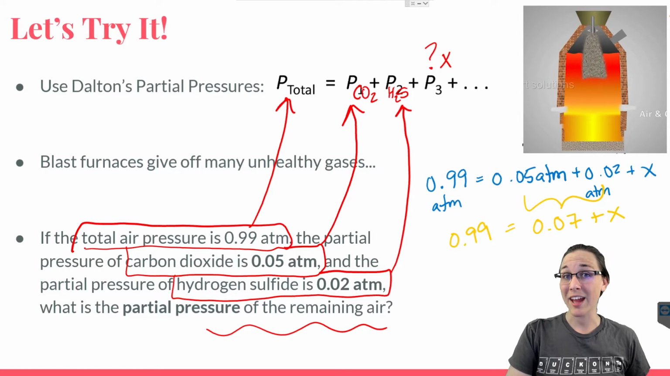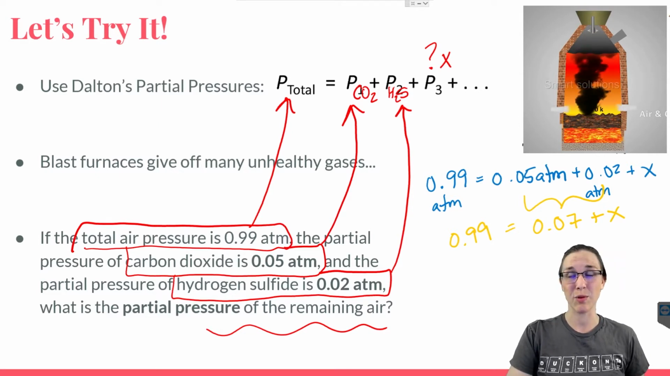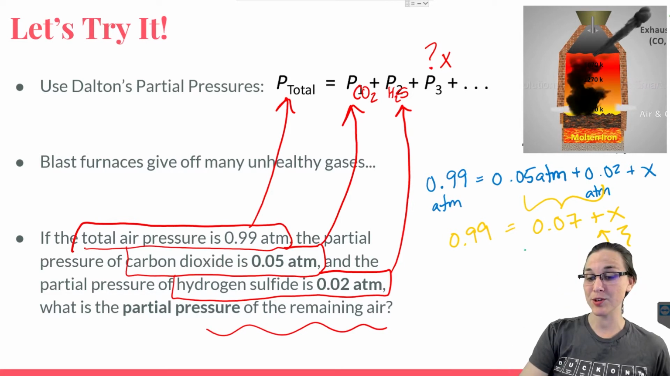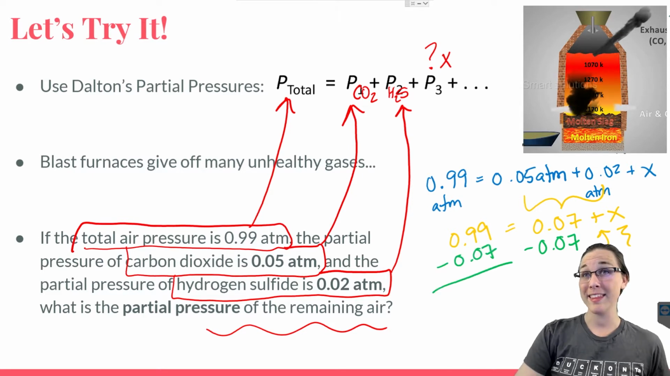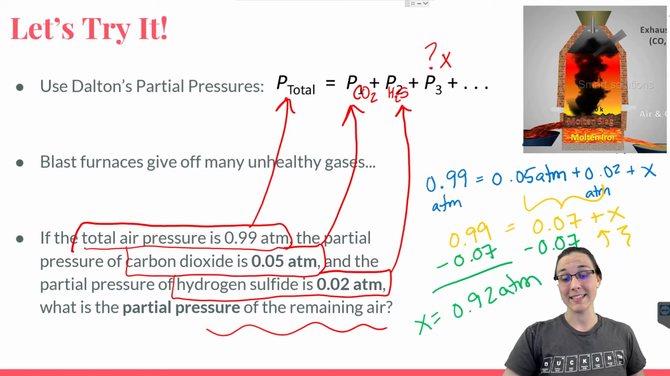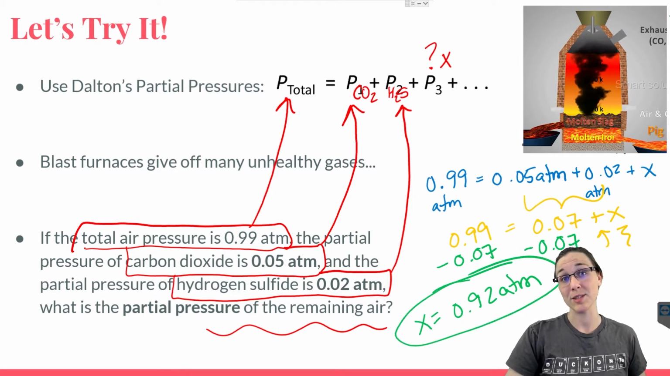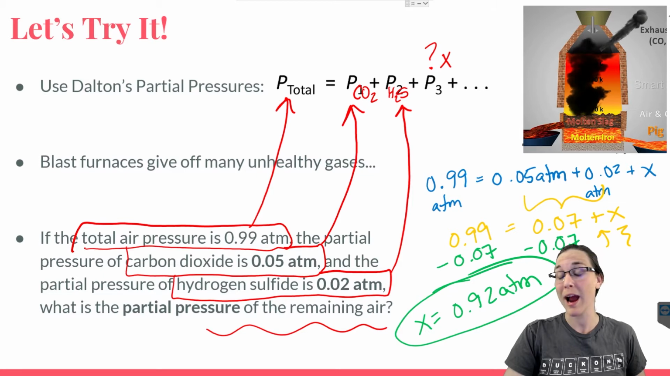Now this is different than the other gas laws, because the other gas laws are dealing with multiplication and division, whereas this is dealing with adding and subtracting. So to get this X alone, since it's adding on this side, we're going to need to undo add with subtract. So let's subtract the 0.07 from both sides here. And then we see that we get an X value equal to 0.92 atm. So basically that's saying that the partial pressure of all the remaining air in the blast furnace would be 0.92 atm, or atmospheres of pressure.